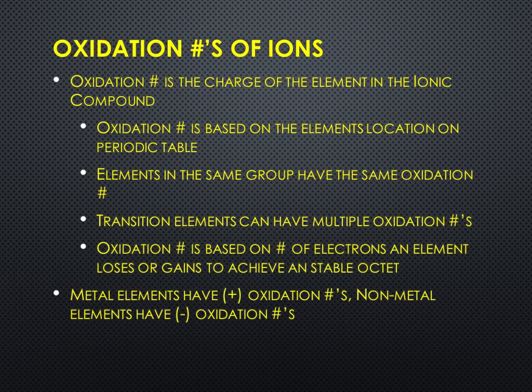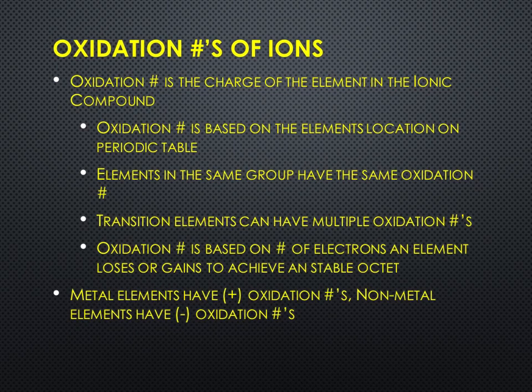Now, in order for the Criss-Cross method to work, we need to understand what the oxidation numbers of the ions are. The oxidation number is the charge of the element or polyatomic ion in the ionic compound. Remember, I said the ionic compound itself is neutral, but there are charges in the ionic compound. The oxidation number is based on the element's location on the periodic table.